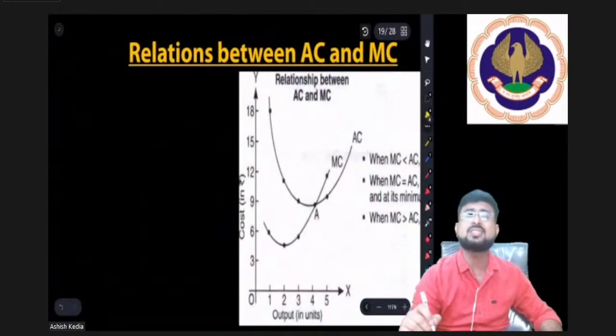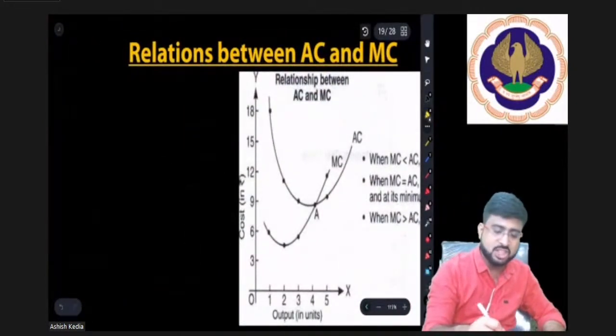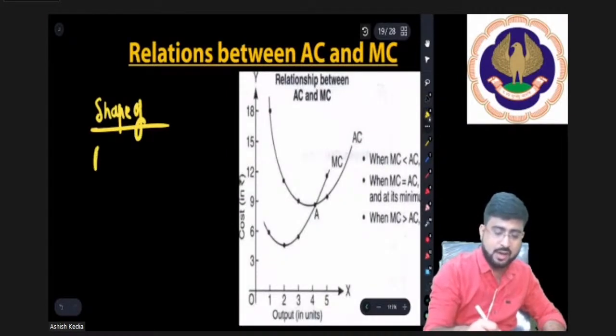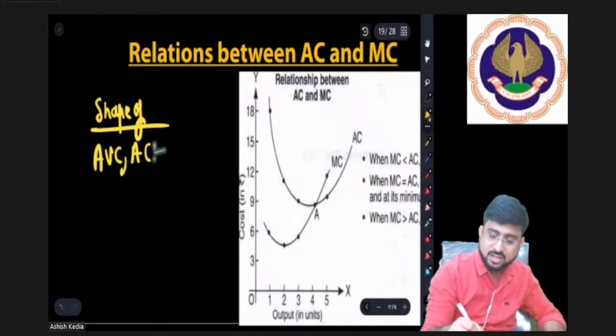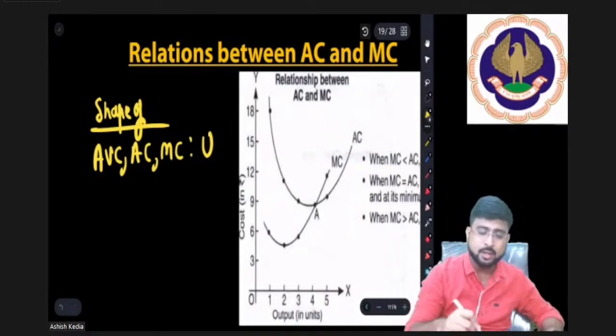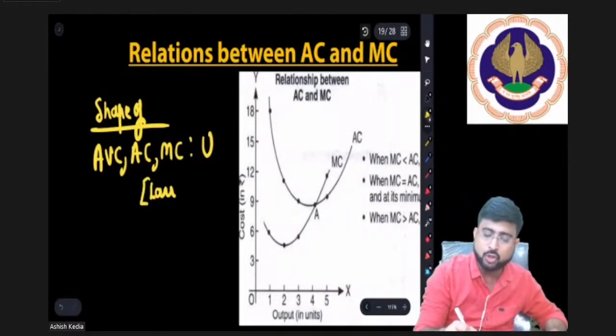So please, let's revise the shape. What is the shape of average variable cost, average cost and marginal cost? It is U-shaped. Why? Because of the law of variable proportions.